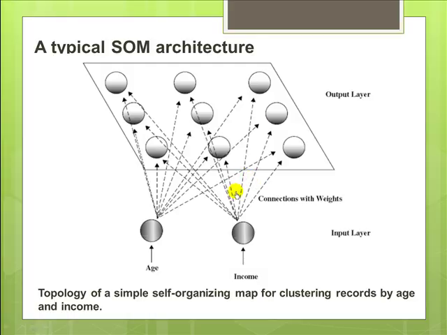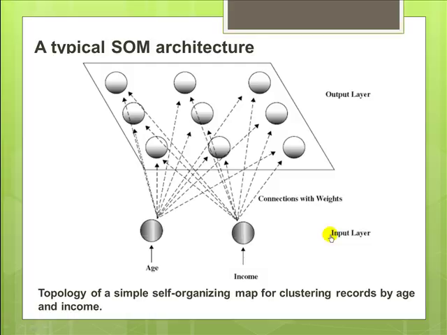Topology of a simple self-organizing map for clustering records by age and income. So suppose we just have 2 variables, age and income, and we have many records, in other words, many people, and we're just measuring 2 variables.